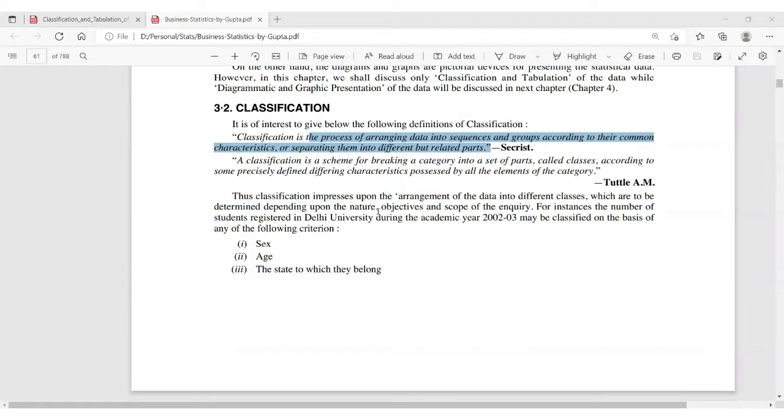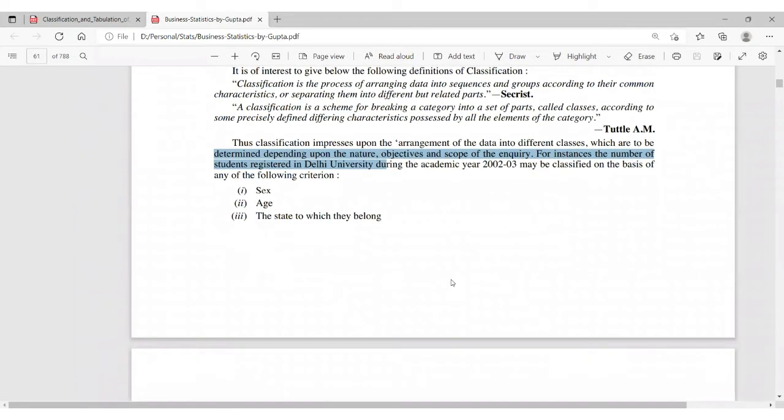So classification emphasizes the arrangement of the data into different classes, which are determined depending on the nature, objective, and scope of the inquiry. For instance, the number of students registered in Delhi University during the academic year 2002-03 may be classified on the basis of any of the following criteria. See, for example, if you take Delhi University students registered, the number of students in DU, right?